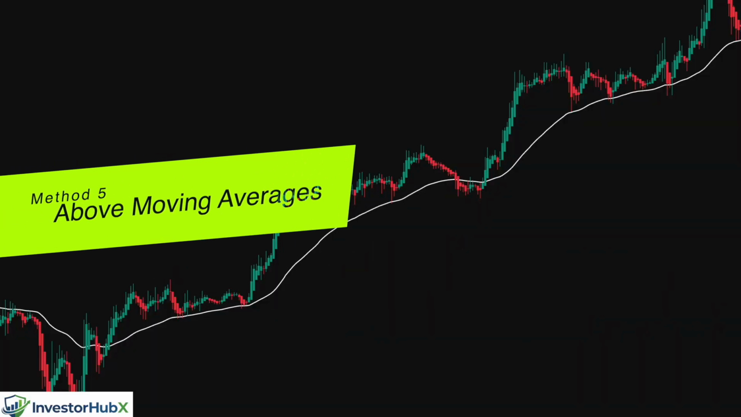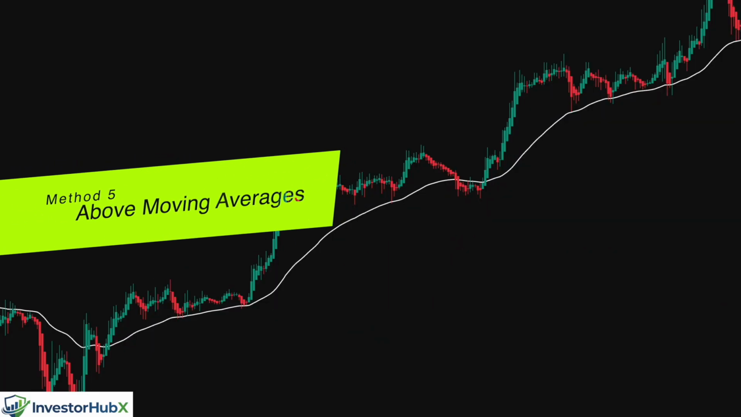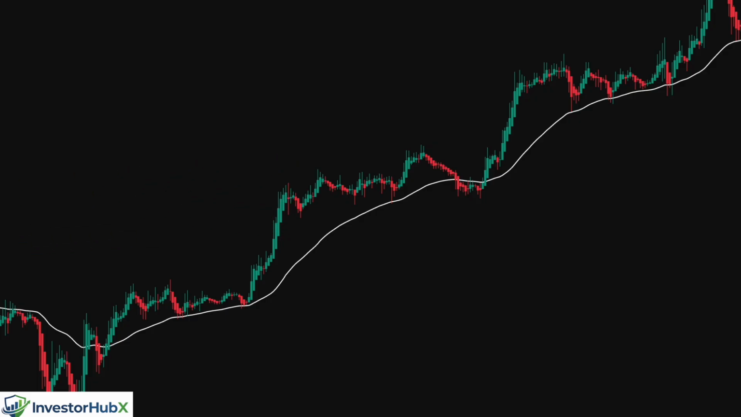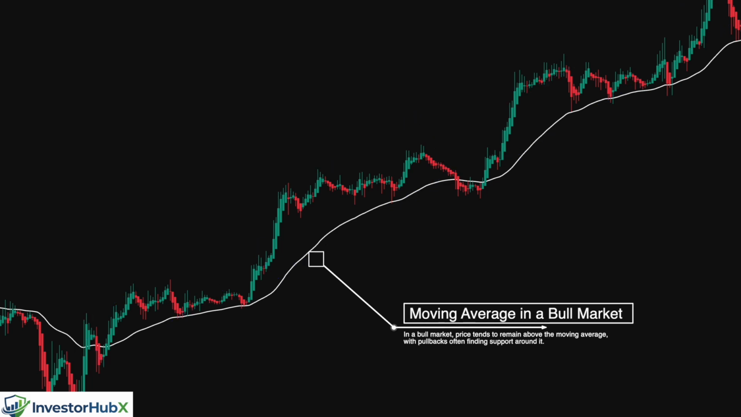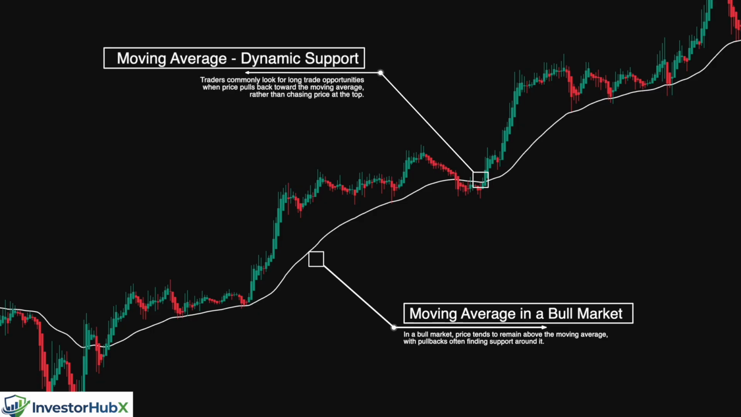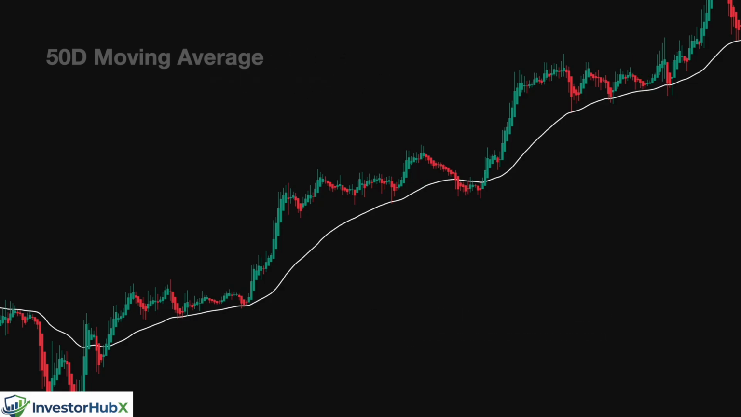The fifth way to identify a bull market is when price is clearly above the moving average. In a bull market, price tends to remain above the moving average, with pullbacks often finding support around it. This tells us that buyers are still in control and that bullish momentum remains intact. In this environment, the moving average often acts as dynamic support. Traders commonly look for long trade opportunities when price pulls back toward the moving average rather than chasing price at the top. In this example, we're using the 50-day moving average.